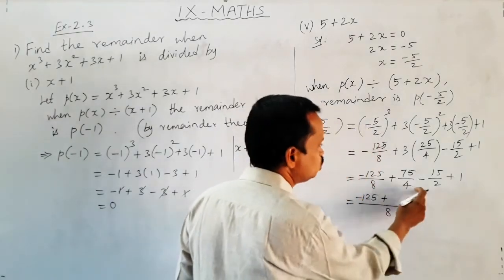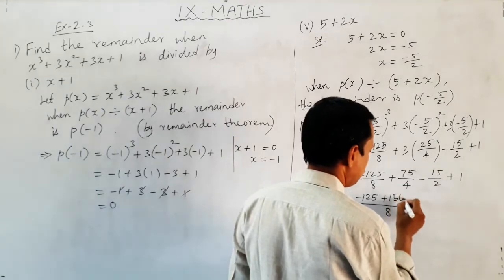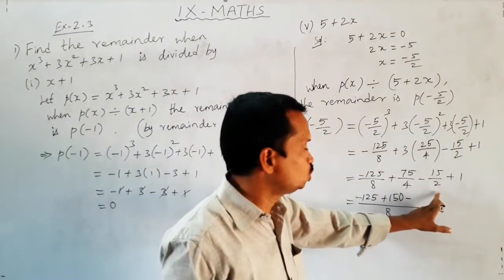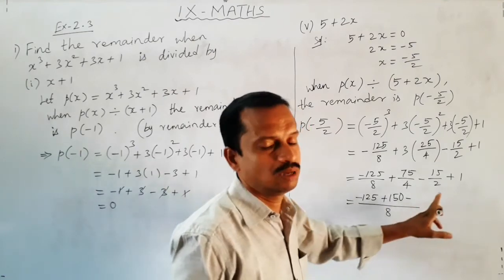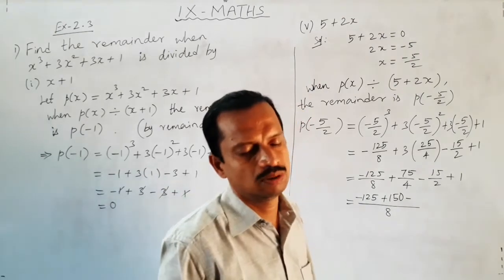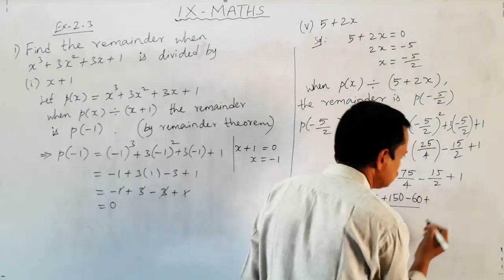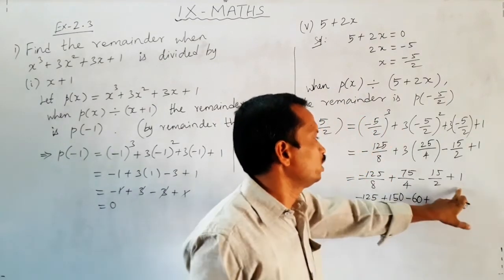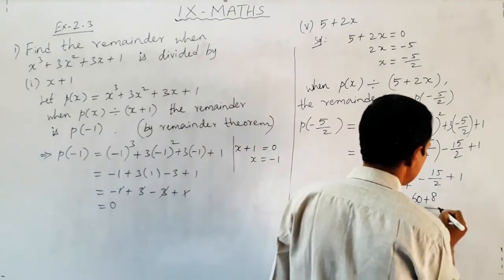What happens? 4 2s are 8. Therefore 75 into 2, 150. And then minus 15 by 2 means 2 is in the denominator. So 2 into 4 is 8. Then only it will be equal to LCM 8 if you multiply by 4. So the numerator also multiply by 4. So 15 into 4 is 60. And then plus. So here comes the denominator 1. So 1 into 8. So numerator also 1 into 8, 8. That's all.